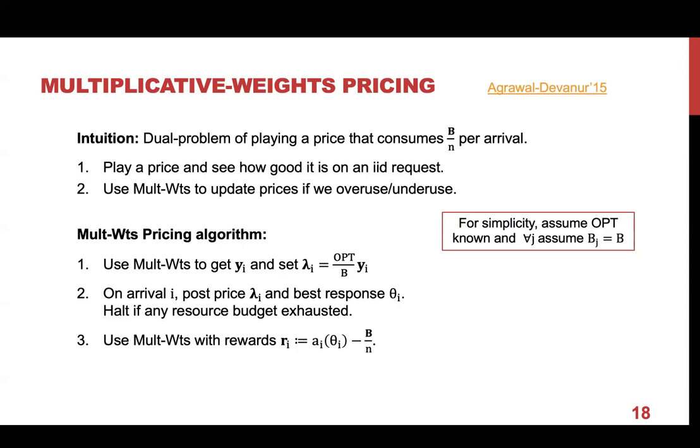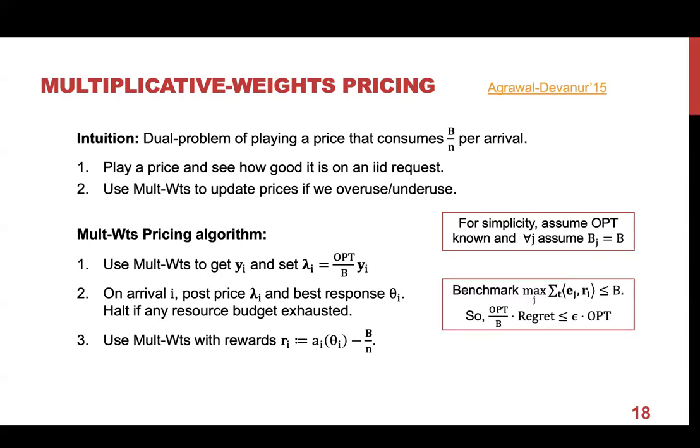And again, the point was that if you are consuming more, then your resource price will increase. Because the expert corresponding to this resource will get a higher reward. So your multiplicative weights algorithm will increase the weight of this expert. And increasing the weight means it's going to increase the price of this resource. That's the algorithm. It's a very natural algorithm, but somewhat very interesting.